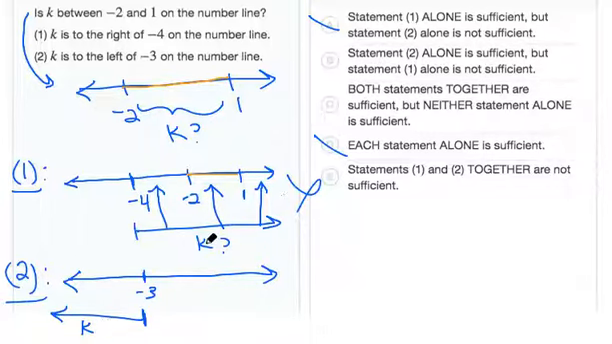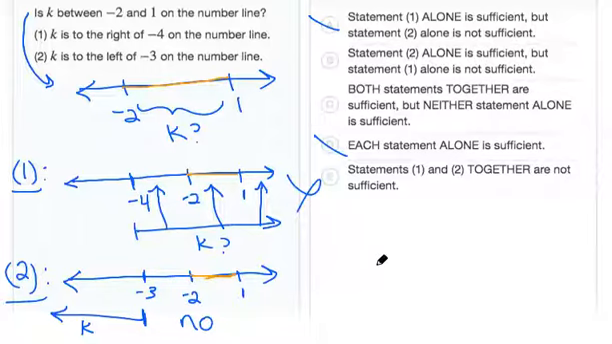If we think about the question for a second, we're asked, is k between the range -2 and 1? And that would be somewhere over here. We can definitively say that no, there's no possible way that k could be between -2 and 1 if it's going to be to the left of -3. So in this case, our answer would be no. It is not in that range. There's no possible way because k has to be somewhere over here.